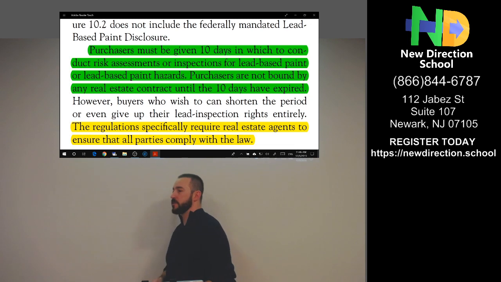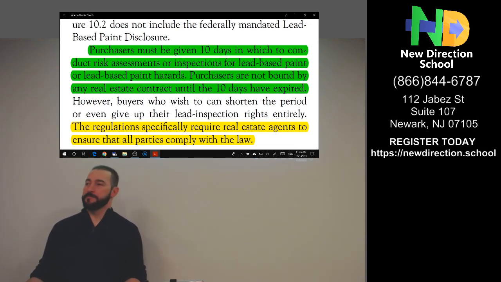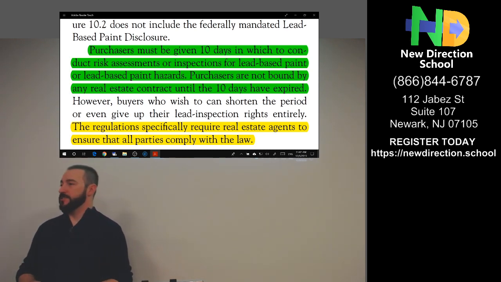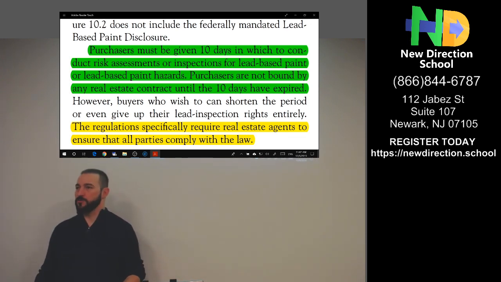Okay? So if you represent the seller, you got to enforce on the buyer side that they sign the disclosures and are allowed the 10 days. If you represent the buyer, you got to make sure the seller presents a lead-based paint disclosure where it says either I know or don't know about it. Does that make sense? Okay.